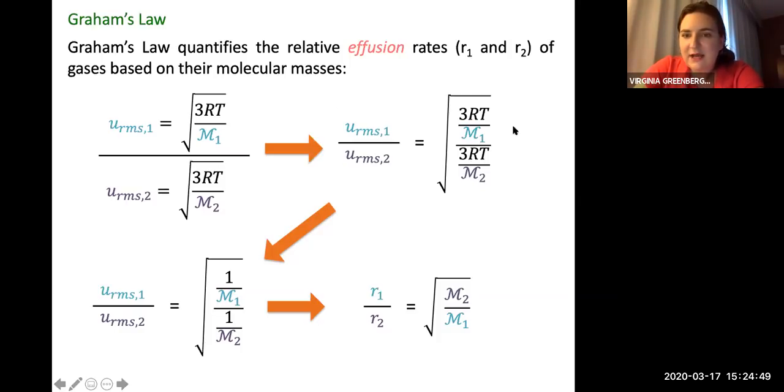Okay, and if you simplify down to put them all under the same square root, we can see that the 3RT is the same for both of them. And so we can cancel that out and simplify it down to just have a 1 on top for both of them. And then instead of having 1 over divided by 1 over, we can flip the inside of that square root and end up with our final equation for Graham's law, which is going to relate the 2 effusion rates, marked by R1 and R2, to their molecular weights and how those compare.